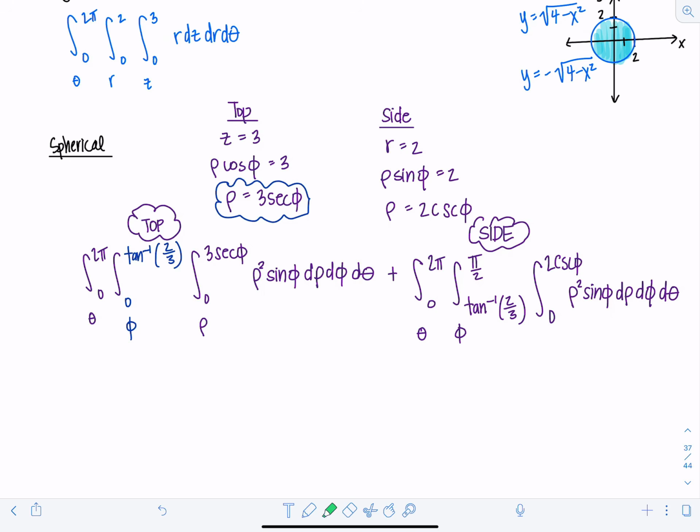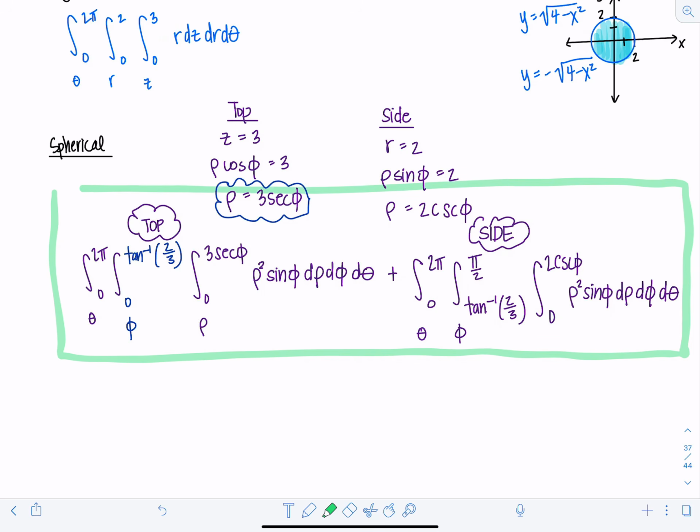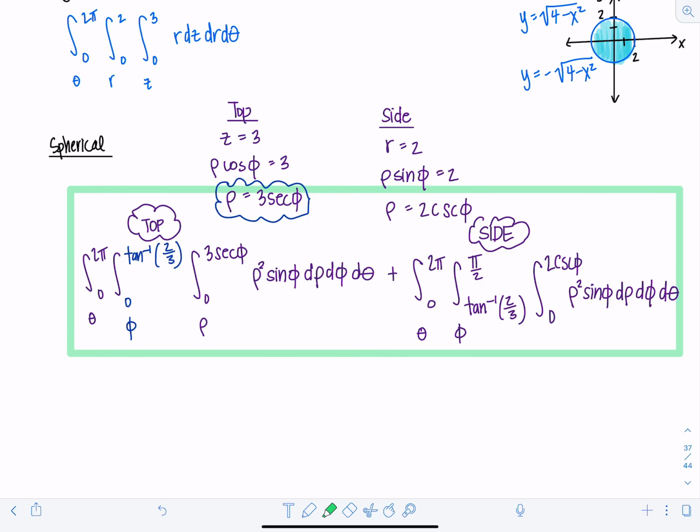Ooh, that's a good one right there. Anyways, it's no surprise cylindrical worked the best for a cylinder, eh? And that concludes the lesson on spherical coordinates. So stay tuned. The Jacobian change of variables in multiple integrals is coming up. Exciting stuff.